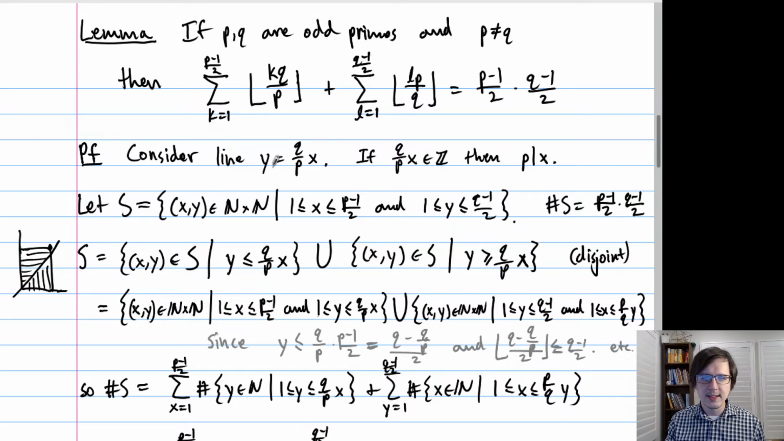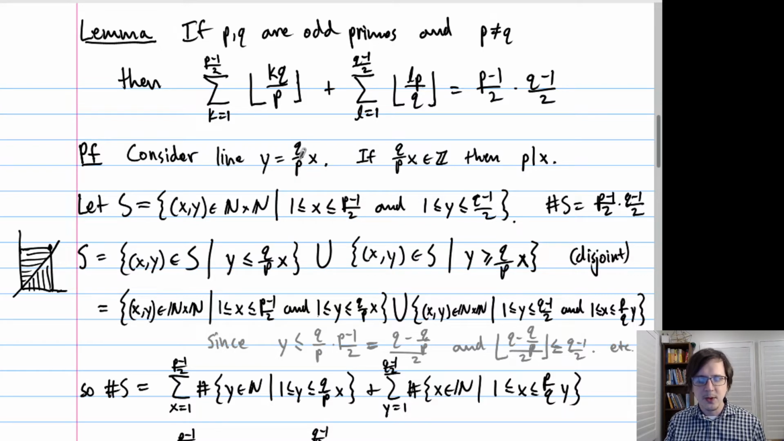To start things off, we're going to be looking at the line y equals q over p times x, and we'll see how that comes in. This theorem ends up being about counting how many lattice points there are in a particular region, decomposing it into 2 triangles and adding it up. This line will be the boundary between those, which is roughly indicated here. And since p and q are distinct primes, there's a special property that happens with this.